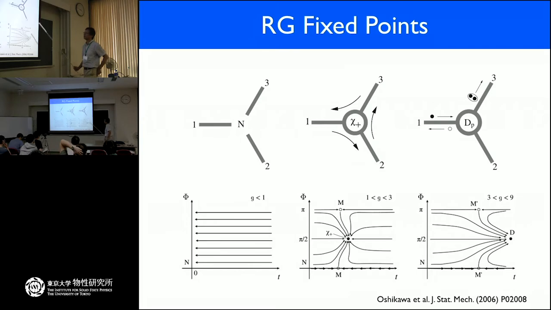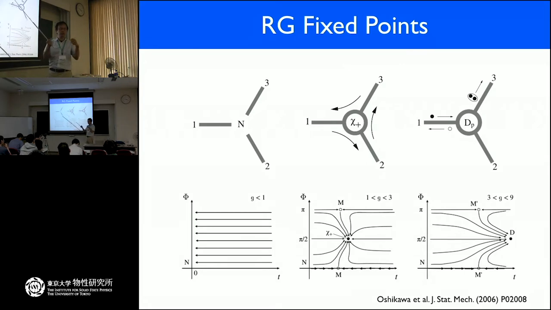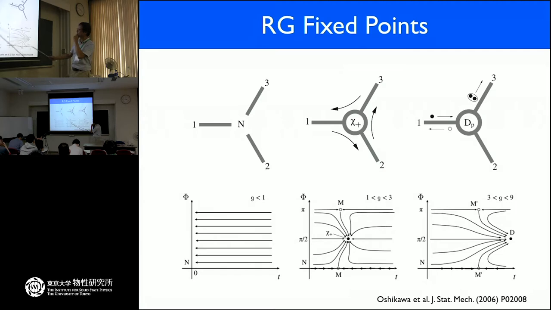And here are the theoretical predictions from this paper. Depending on the G, there's a so-called N fixed point, where basically the three wires are disconnected. And if you apply flux, 2 pi over 2 flux, when the G is in this region, there will be some chiral fixed point. And when G is larger, you have some D fixed point.